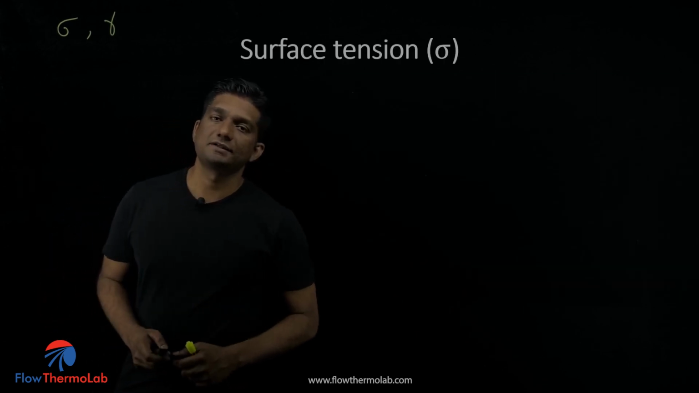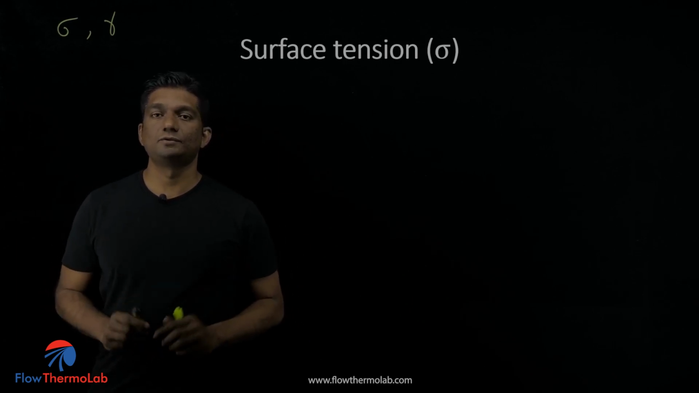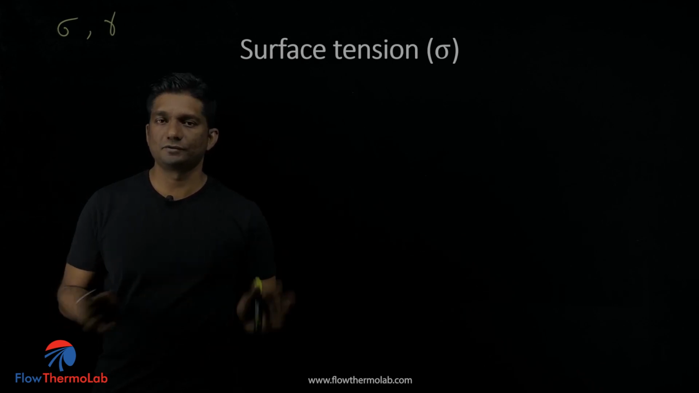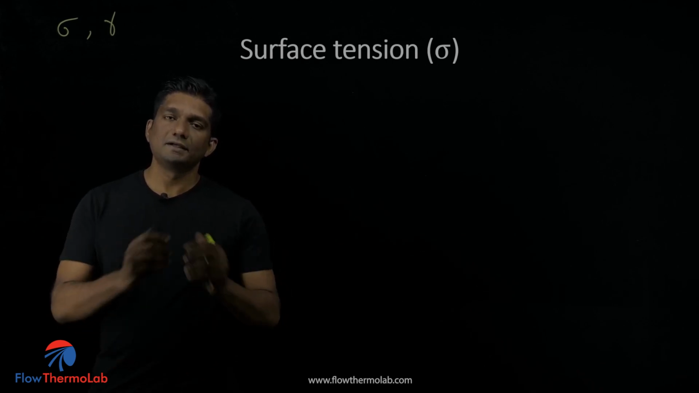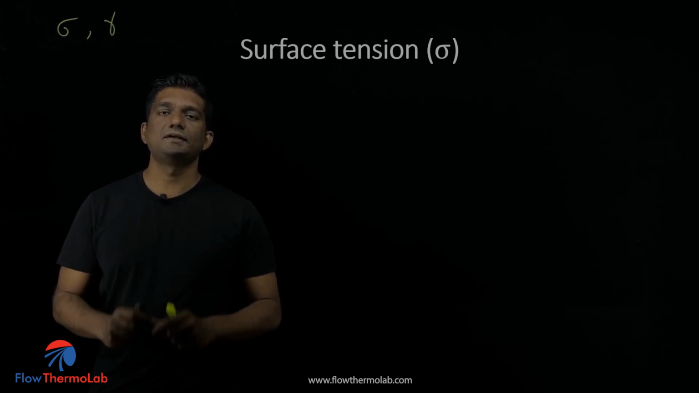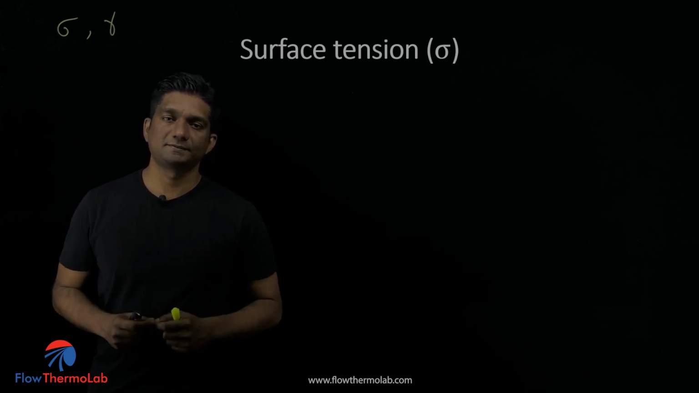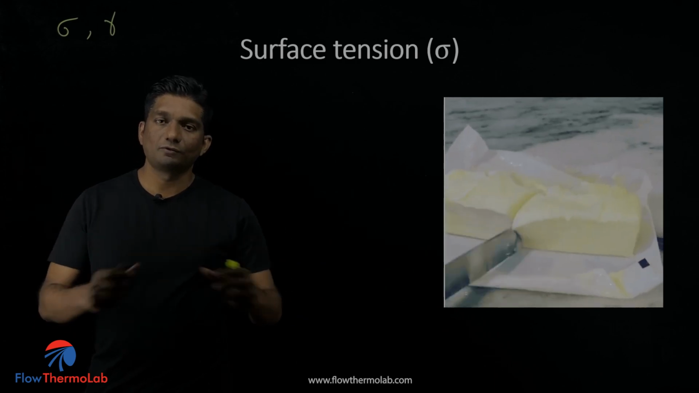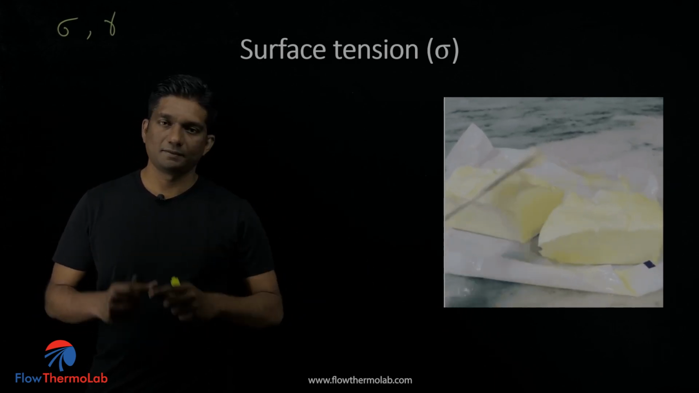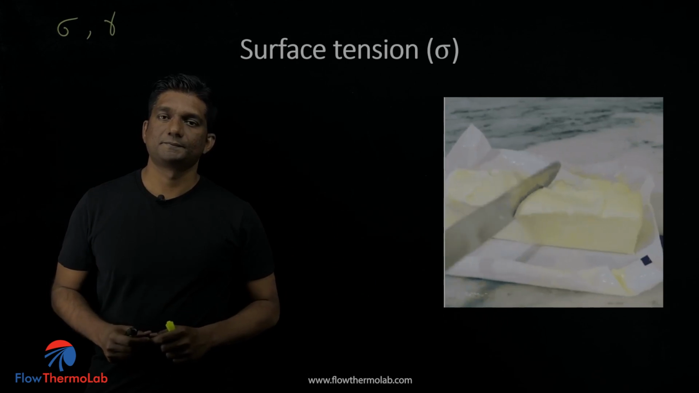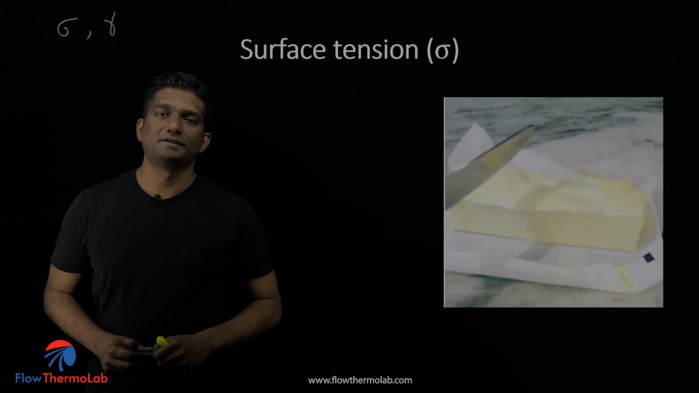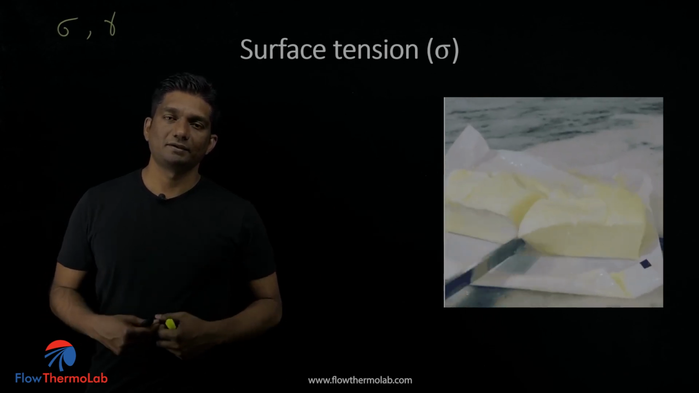You can look at surface tension from two different perspectives: one is an energy point of view and another is a force point of view. So there are two different definitions. From an energy point of view, it is the energy required to create a surface. For example, let's say you are cutting a block of butter into two pieces. You have applied at least some energy. Where is this energy going?